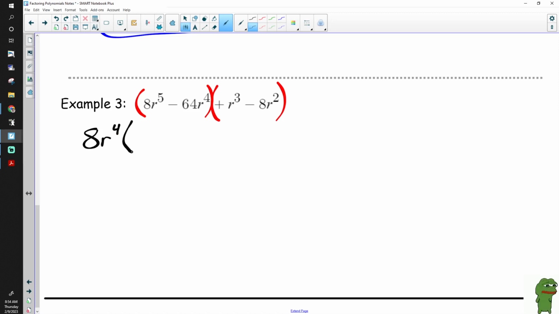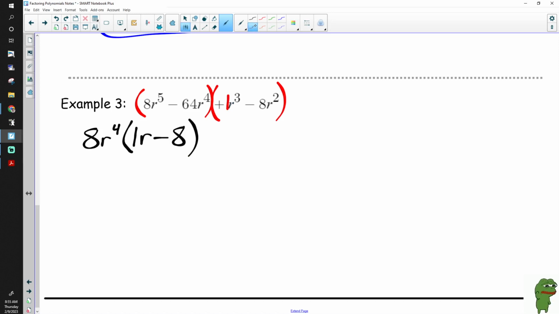8 divided by 8 is 1. We had r to the 5th. We took out an r to the 4th, meaning I have just an r left over. 64 divided by 8 leaves me with 8. I had r to the 4th. I took out all 4 r's, so it's just going to be that 8. I should have put my little invisible 1 in here, and then r to the 3rd.